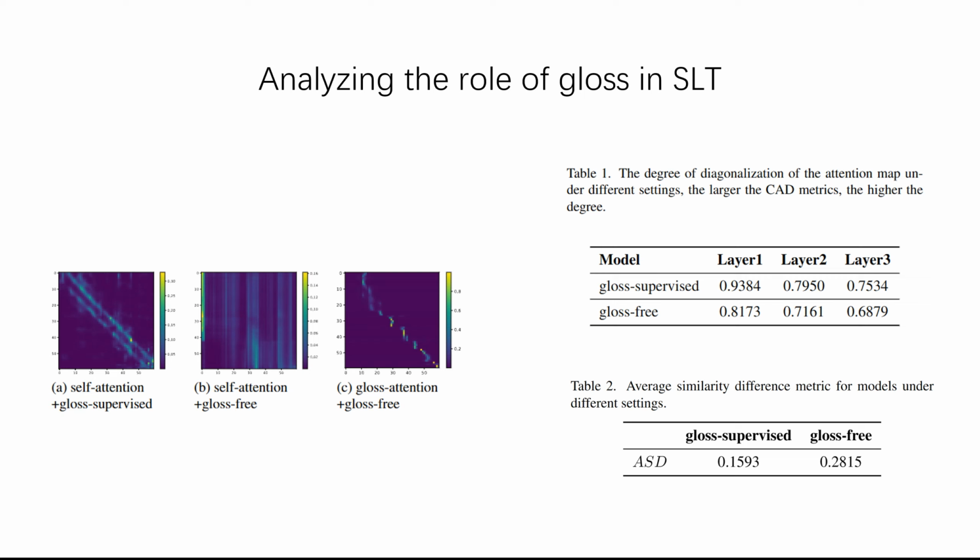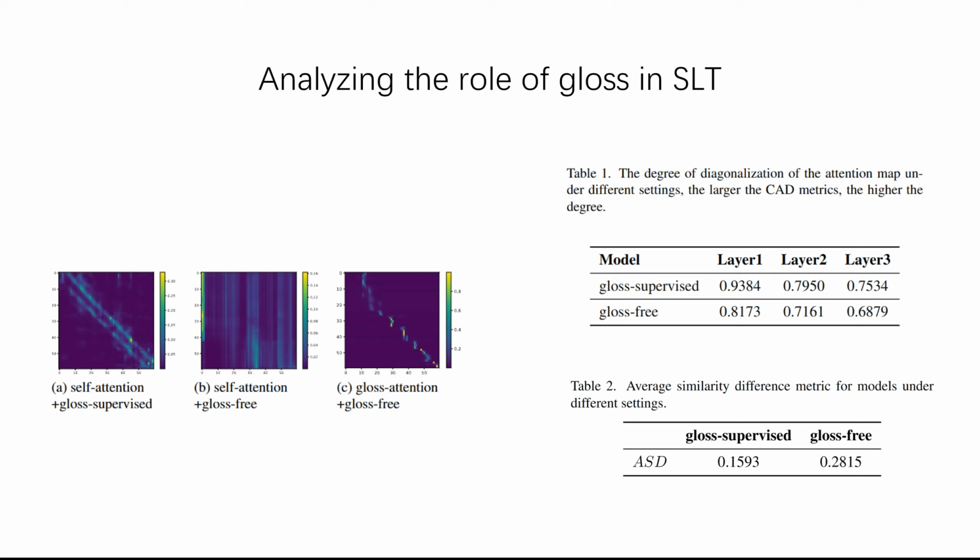On the other hand, we can see that the ASD metric of the model is significantly lower than the model under the gloss-free setting when there is gloss supervision. This shows that gloss annotations do help the model understand sign language video at the sentence level.